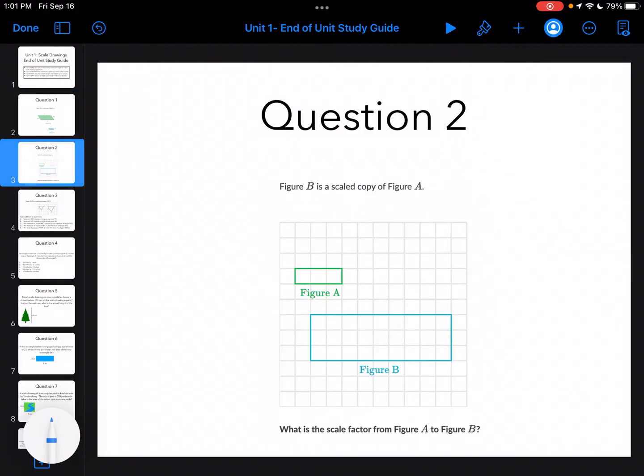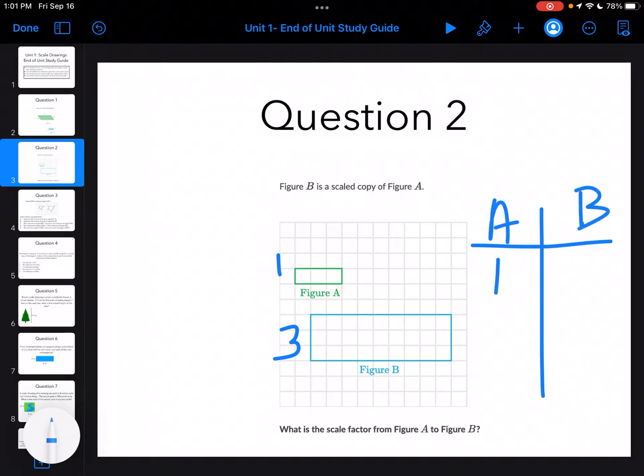The second one, it says, what is the scale factor going from A to B? So I have a 1 and I have a 3. So I've got, again, an A and a B, 1 to 3. So my scale factor in this case would be 3.